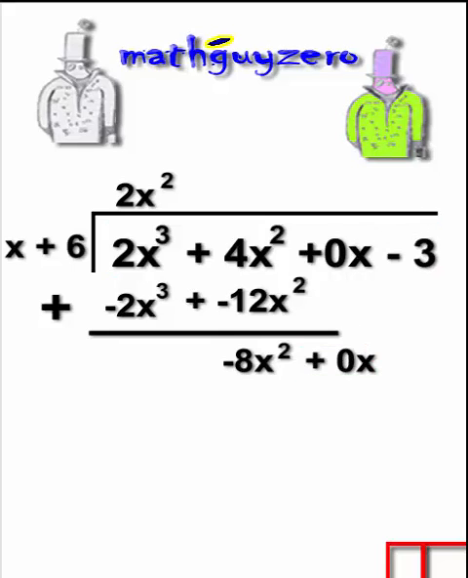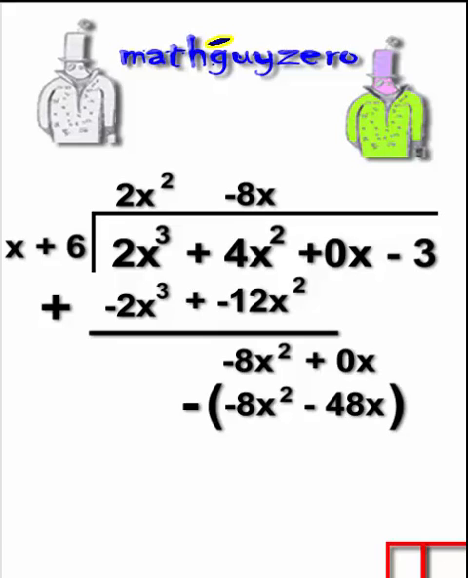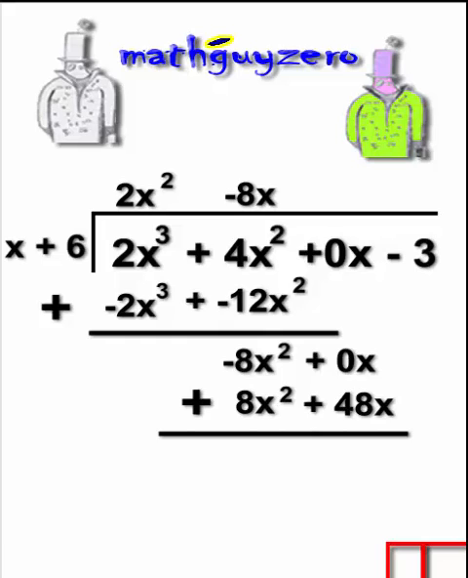We repeat the process, right? What times x will give you a negative 8x squared? And that is a negative 8x. Isn't that amazing? And then multiply it out, right? So negative 8x times x is negative 8x squared, and then negative 8x times 6 is negative 48x. Same thing, you're subtracting everything. I always add the opposites because I'm lazy, but they cancel out very nicely, except for the x's.